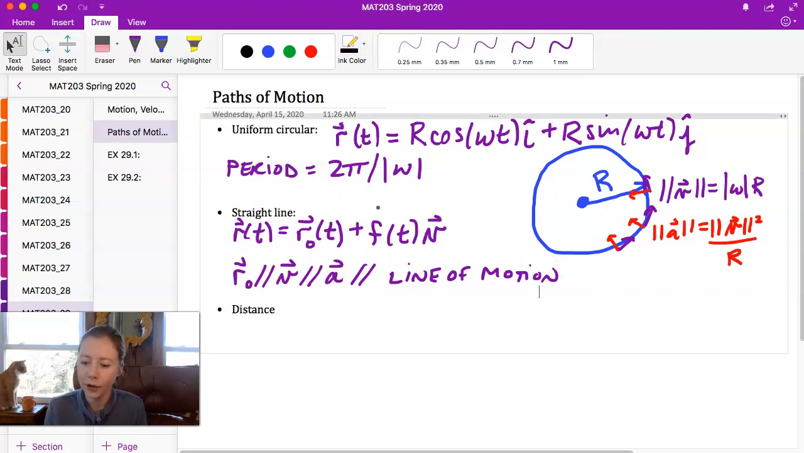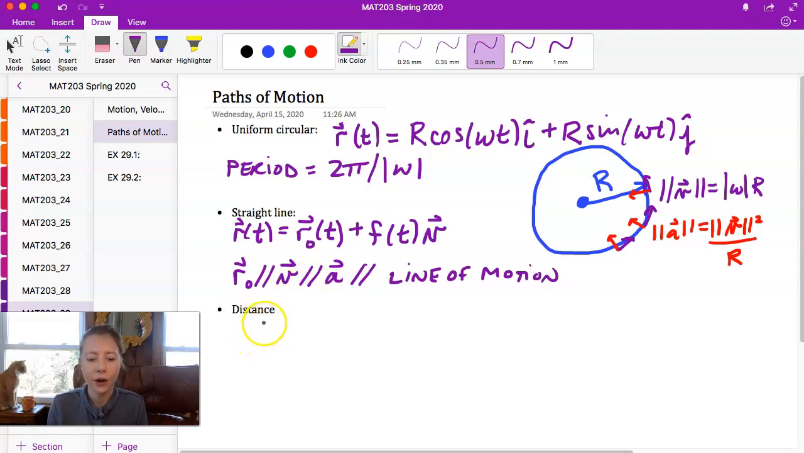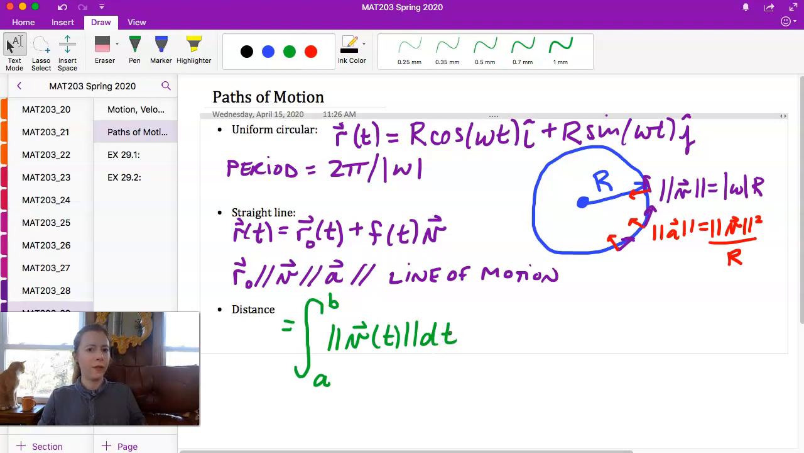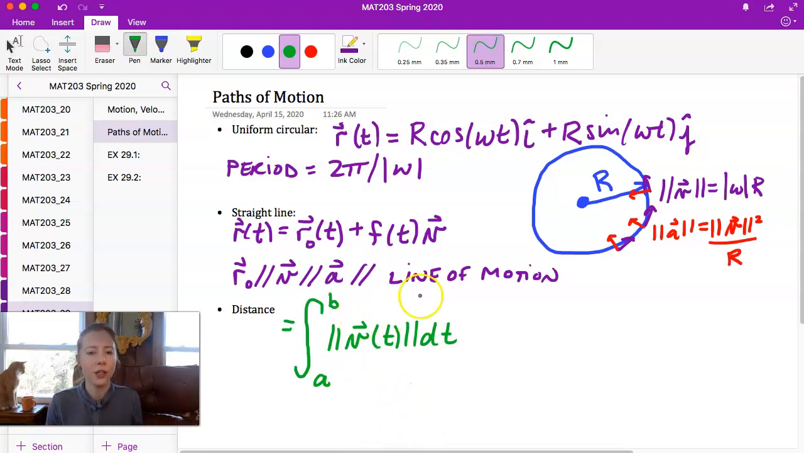Now, if we wanted to figure out the distance traveled along a path from A to B, the way we'd calculate that is: distance is equal to the integral from point A to B along the path of the magnitude of velocity dt. Since the first derivative of position gives you velocity, if you want the total distance from one point to another, you have to integrate velocity to get that distance.